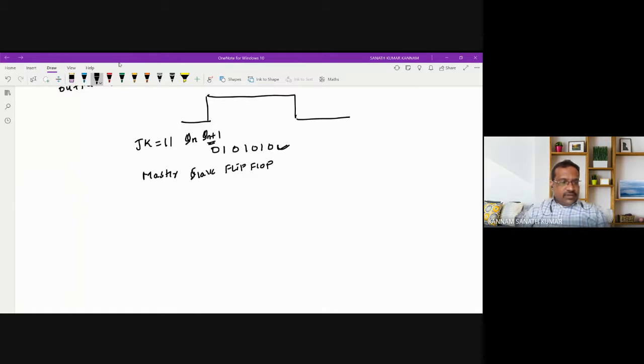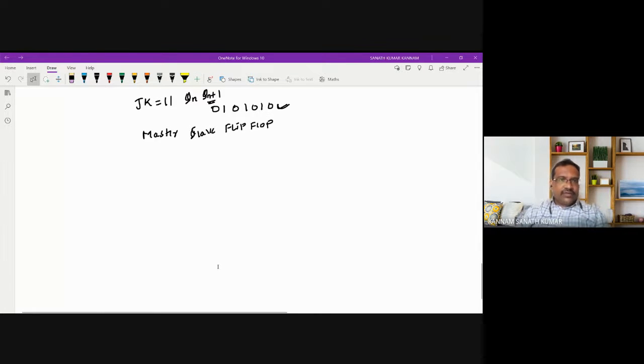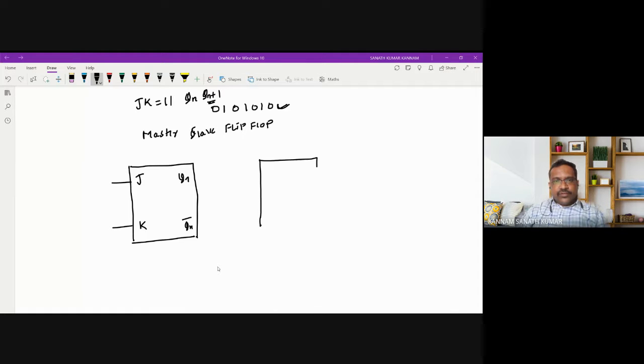Master slave flip flop. In the master slave flip flop, one flip flop will act as master and another flip flop will act as a slave. Here I can use JK flip flop as a master, with J, K, Qn, Qn bar, and SR flip flop as a slave. In some books they will use the JK flip flop also as a slave. Anything you can use, nothing to worry.